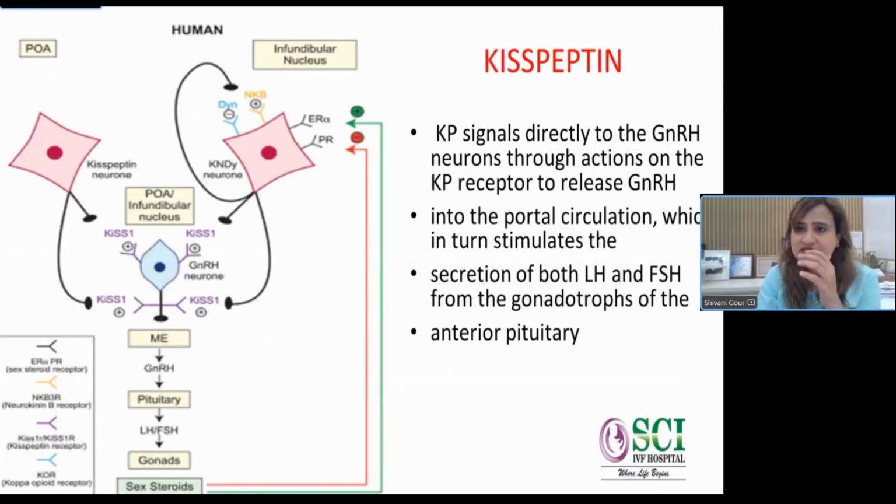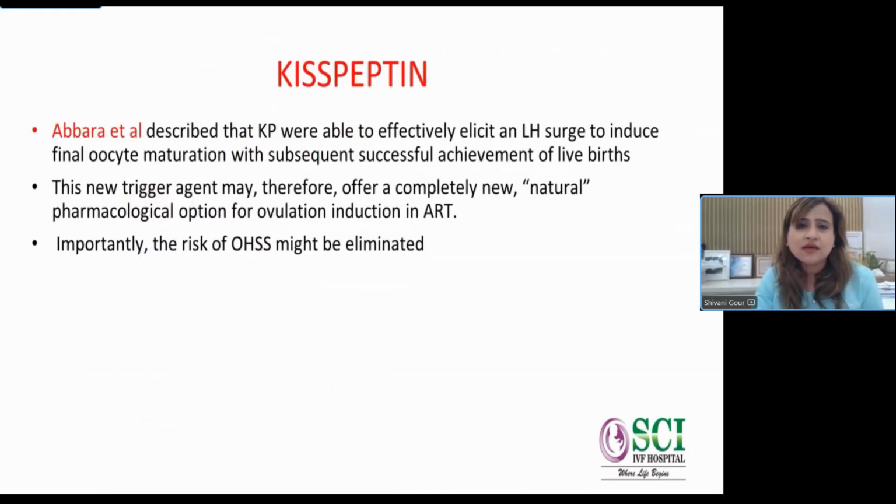And last, a word about kisspeptin. I'm very proud to say I'm from Imperial College, 2 years of my research, and that is where kisspeptin was developed in London. It signals directly to GnRH neurons to release GnRH into the portal circulation. It stimulates the secretion of both LH and FSH from the gonadotropes of the anterior pituitary. This was described by Abbara et al., who were able to effectively elicit an LH surge for final maturation.